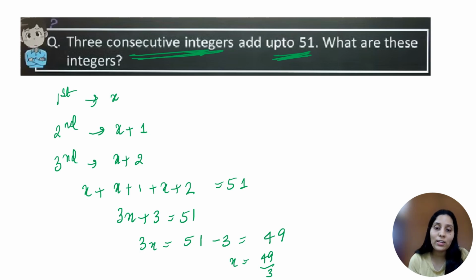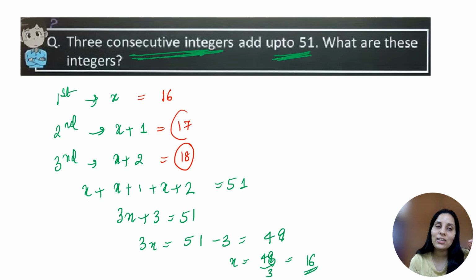Okay, this is 48, I'm sorry, 48. 48 by 3, which means 3 sixteens are 48. So x is 16. Now that I have x, I can find all three integers. The first is 16, the second is 16 plus 1, which is 17, and the third is 16 plus 2, which is 18. So these are the three consecutive integers, one after the other. And if I add all of them, I get 51. I hope this is clear.